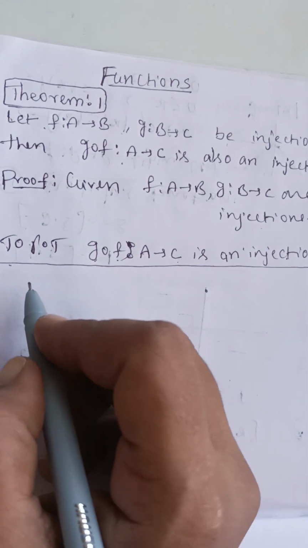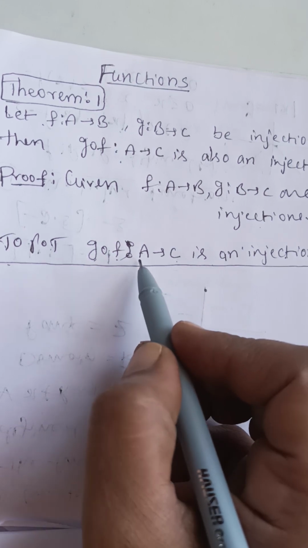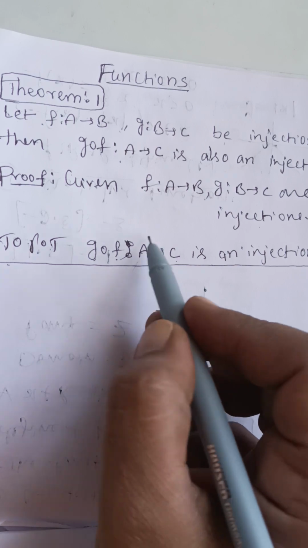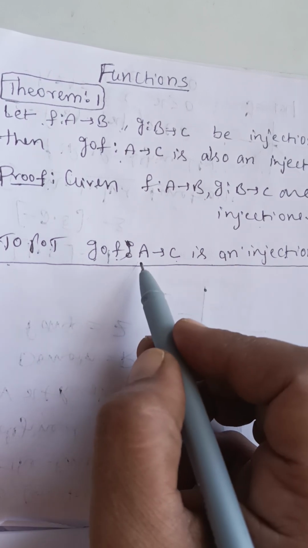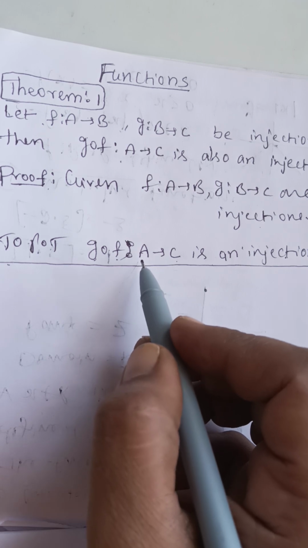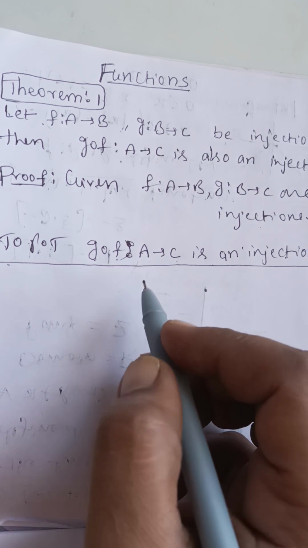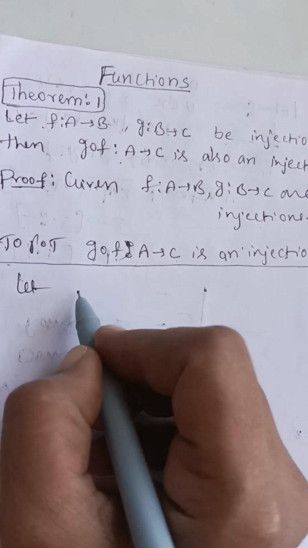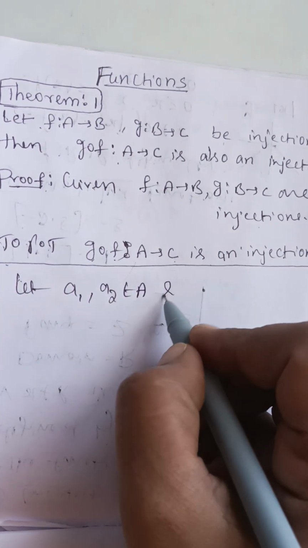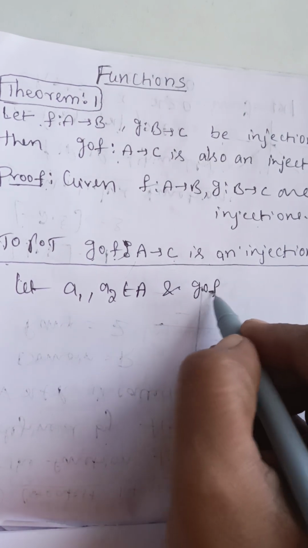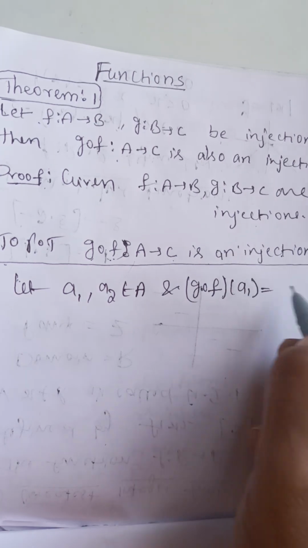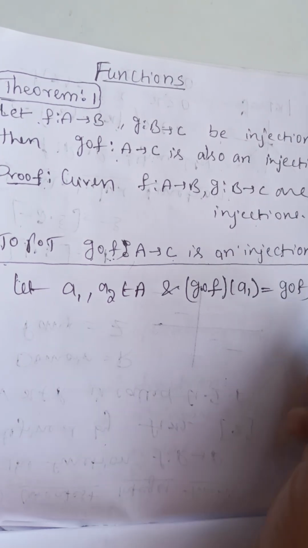So for that we have to take two elements in the domain. A is the domain and C is the codomain. So in A, the first set, in the domain, we have to take two elements. So in capital A we are taking small a1, a2, two elements. Let a1, a2 belong to A, and also take g circle f of a1 equal to g circle f of a2.